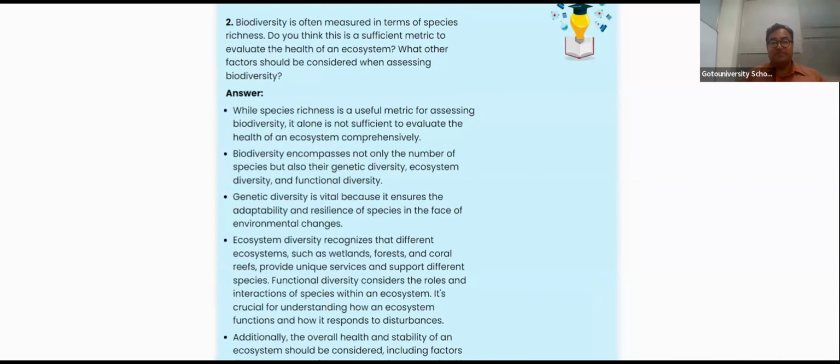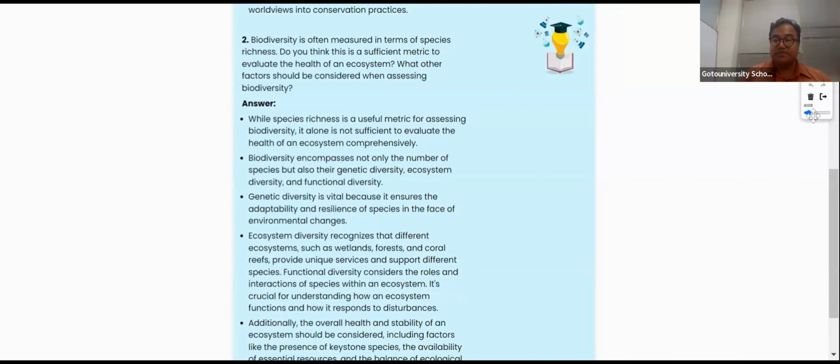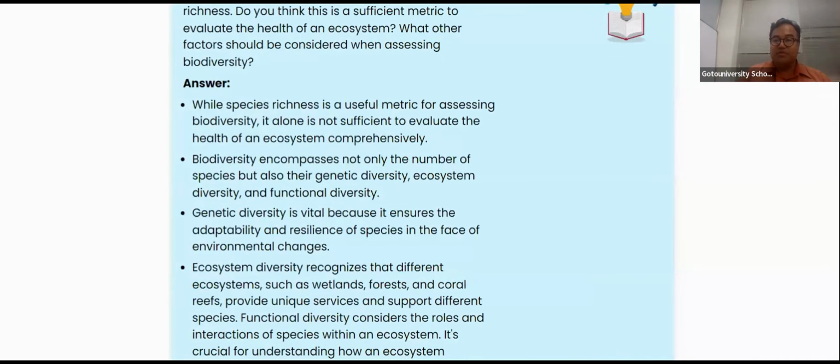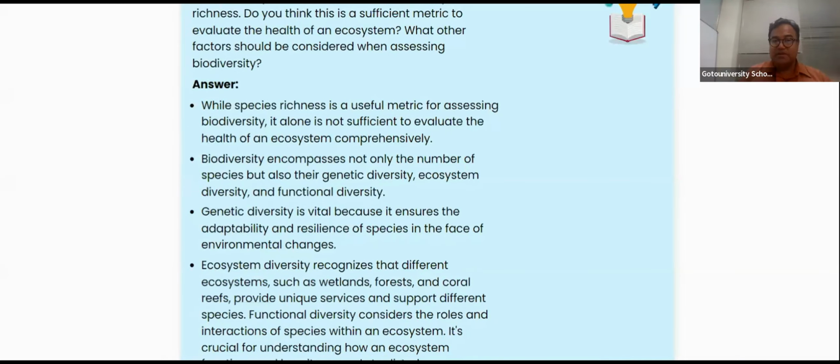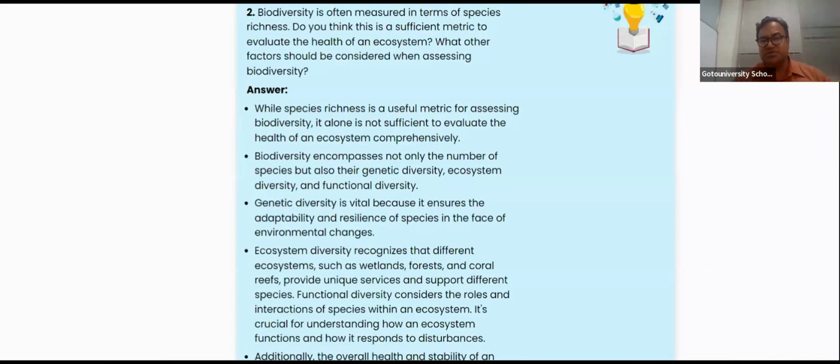Biodiversity is often measured in terms of species richness, right? Species richness. Now, in terms of species richness, do you think this is a sufficient metric to evaluate the health of an ecosystem? What other factors should be considered when assessing biodiversity? Species richness is a useful metric for assessing biodiversity. It alone is not sufficient to evaluate the health of an ecosystem comprehensively.